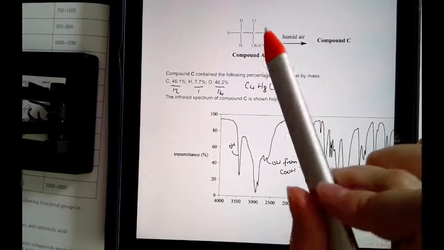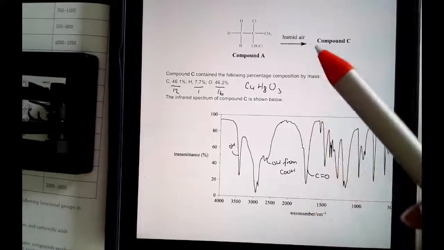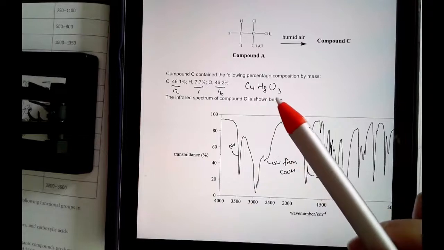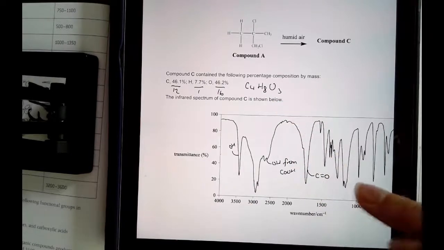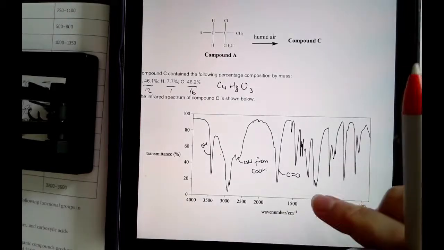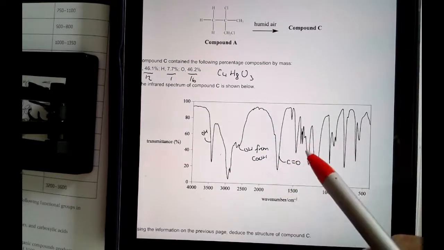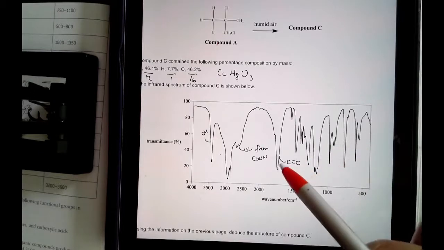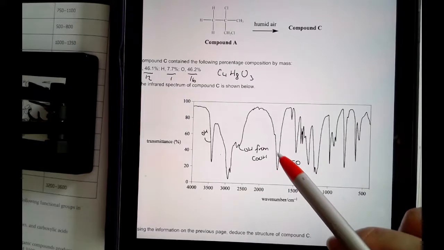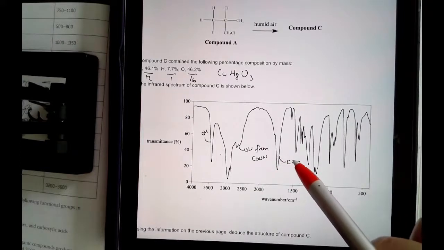So you're starting off with compound A, reacting it with humid air, and you end up with this new compound with the formula C4H8O3. They have the infrared spectrum for that new compound, so we're going to analyse it below. Again, I'm ignoring everything below 1500. The first peak I'm focusing on here is around 1700, and as we've seen a number of times before, that's representative of a carbonyl group.